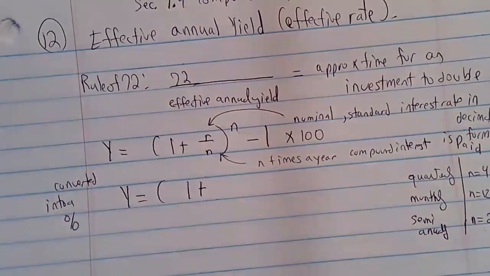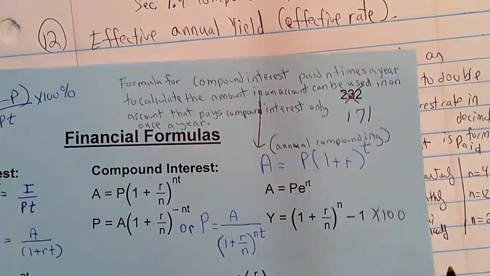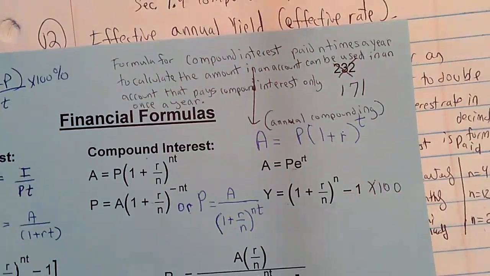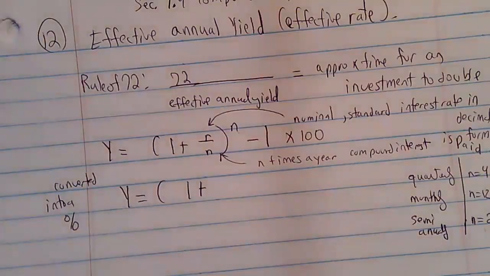So you have permission, if you want, to do that times 100 on your formula sheet. Okay. Because on your answers, you'll have to do that too. On your answers, change it to a percent.